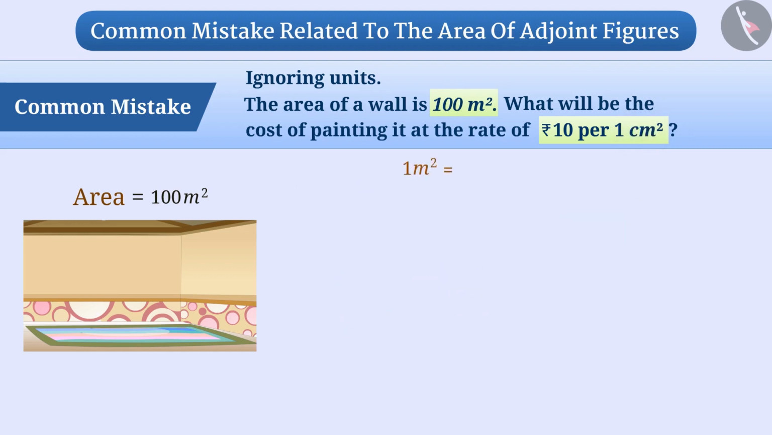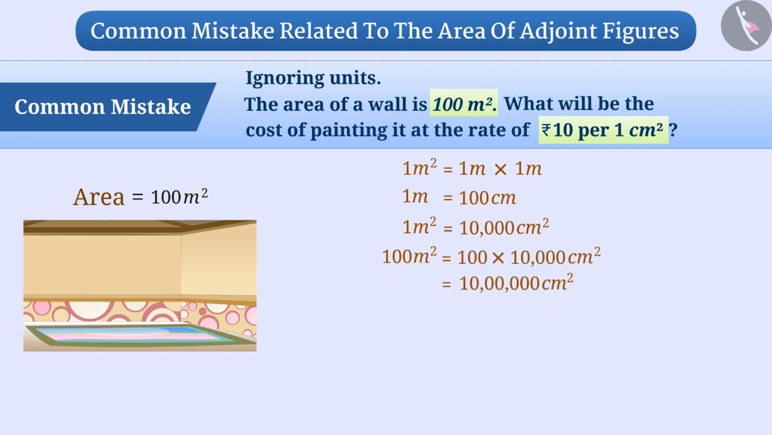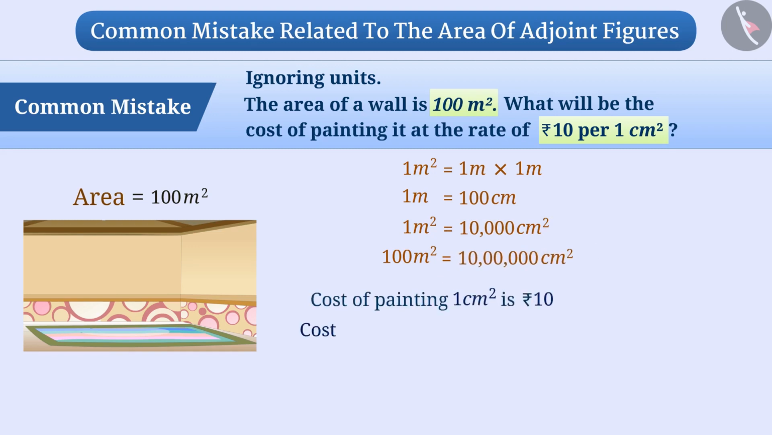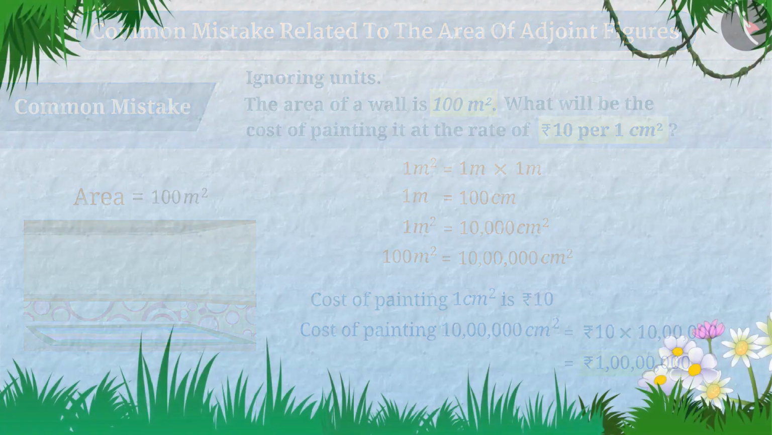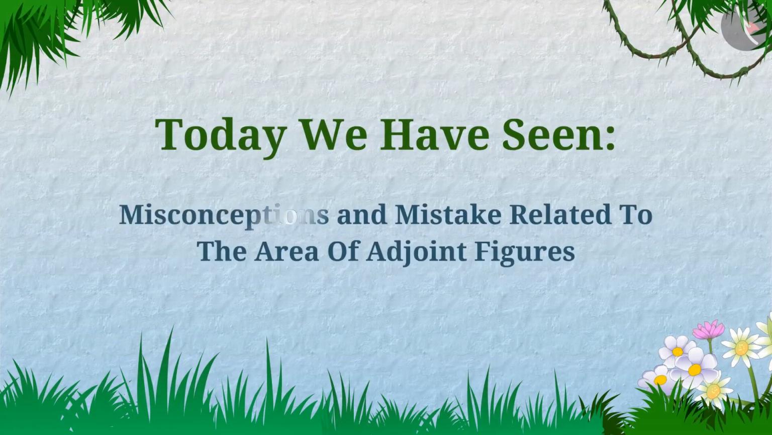1 meter square is equal to 1 meter multiplied by 1 meter. Since 1 meter is equal to 100 centimeter, therefore 1 meter square is equal to 10,000 centimeter square. Thus, 100 meter square is equal to 10 lakh centimeter square. Since the cost of painting 1 centimeter square is 10 rupees, the cost of painting 10 lakh centimeter square will be 10 multiplied by 10 lakh is equal to 1 crore rupees. Today we have seen some misconceptions and mistakes related to area of adjoint figures.